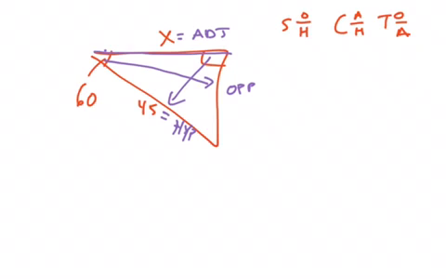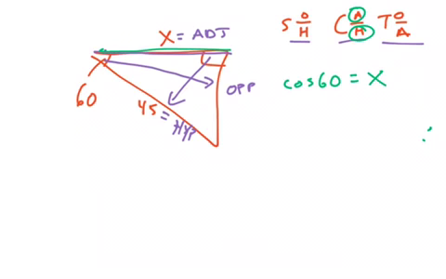Okay. So the question is, if I ask you for x, and I give you that the hypotenuse is 45, and I give you the angle, which of SOHCAHTOA can I use? What do I use? Sine, cosine, or tangent? Adjacent, hypotenuse, means I'm going to use cosine. So I say cosine 60 degrees equals adjacent, which is x, over hypotenuse, which is 45.